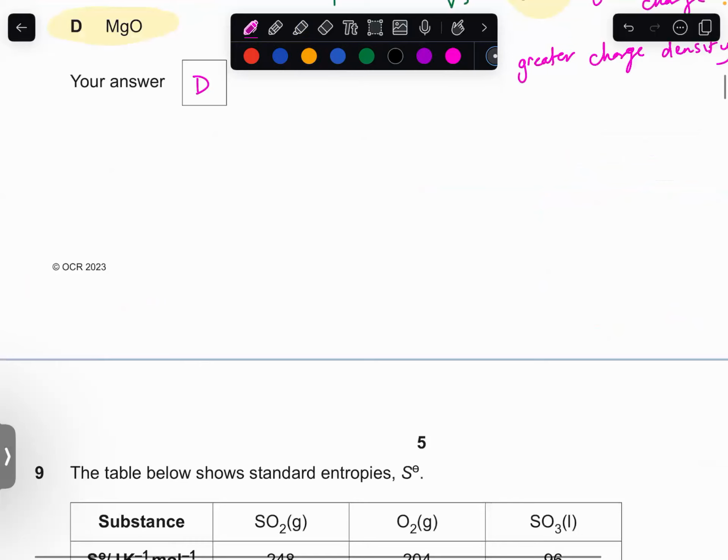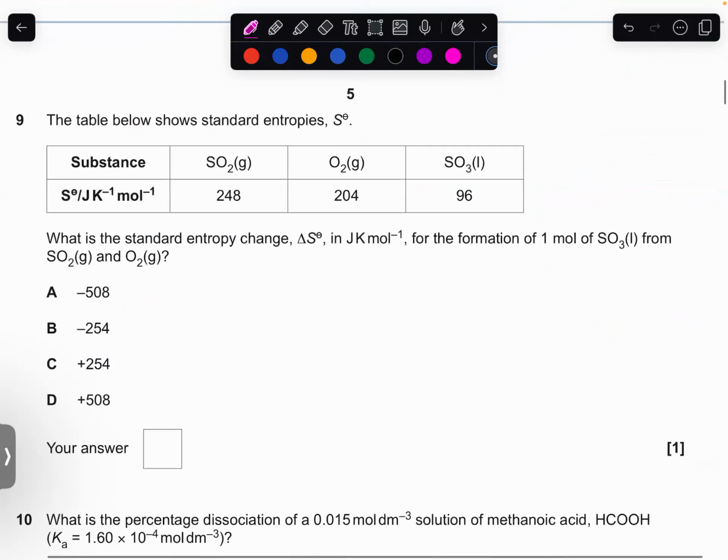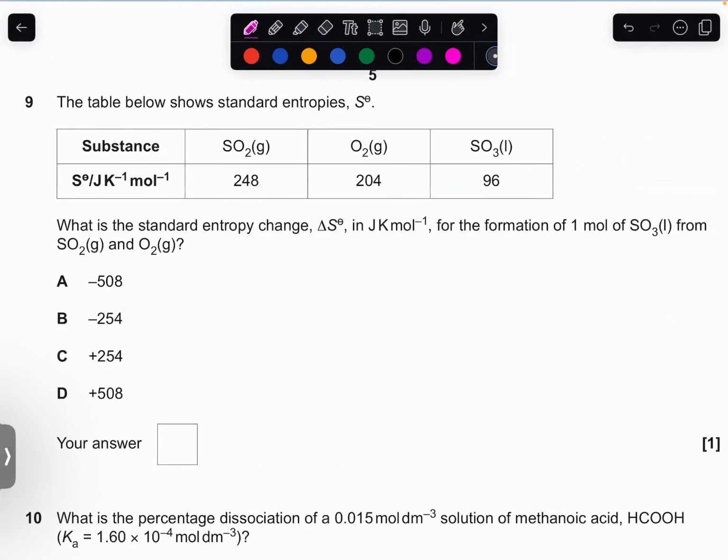Entropy. So what we've got here, what is the standard entropy change for the formation of SO3? Oh, this is a liquid. For the formation of SO3 liquid from SO2 and O2. These are gases and these are gases.